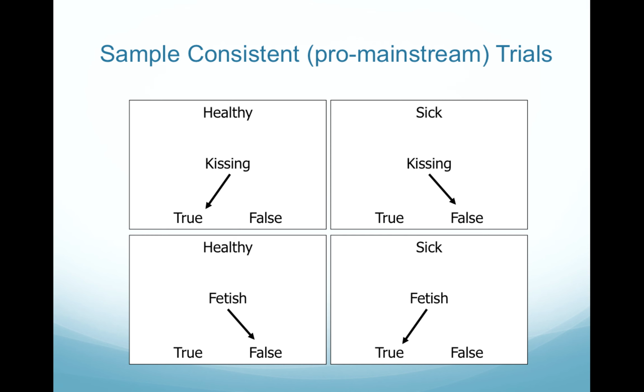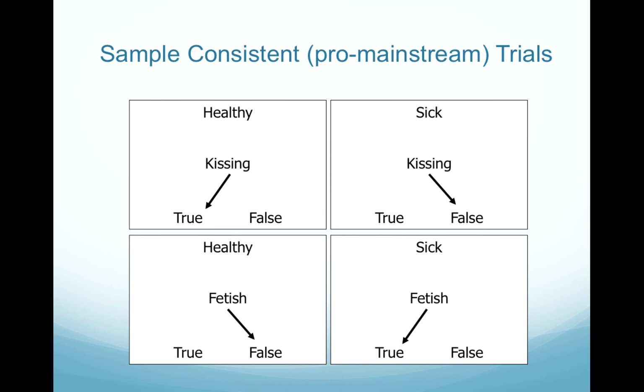During the consistent trials, participants were asked to respond to terms in a way that reflected a pro-mainstream, anti-BDSM bias. So here they would say that kissing is healthy, so kissing healthy true, but that fetish was not healthy, so fetish healthy false. They would say that kissing was not sick, so kissing sick false, and that fetish was sick, fetish sick true. So this is an example of what the consistent blocks look like.